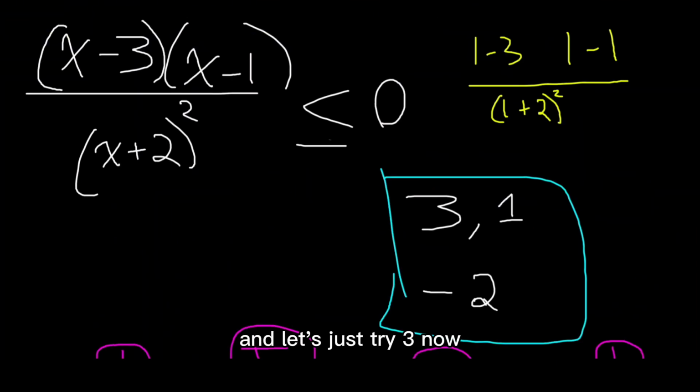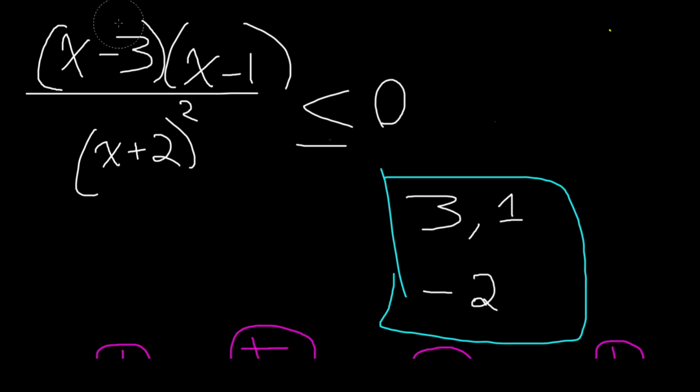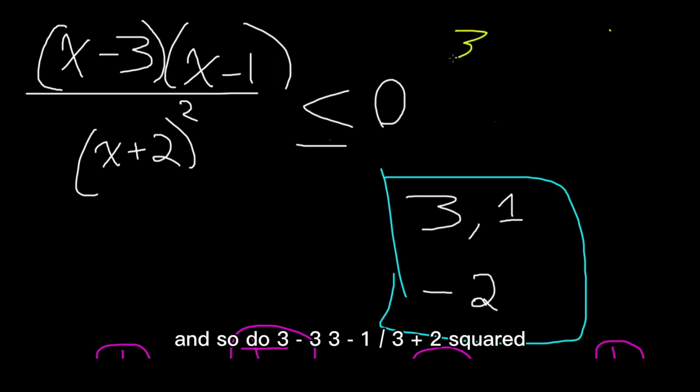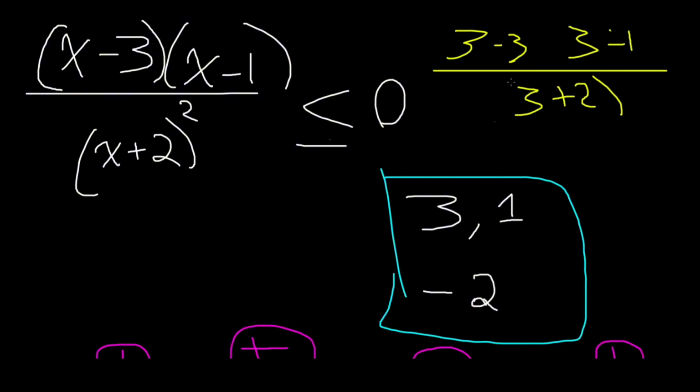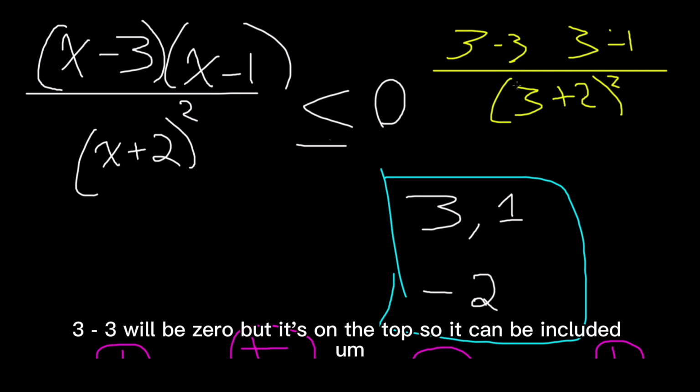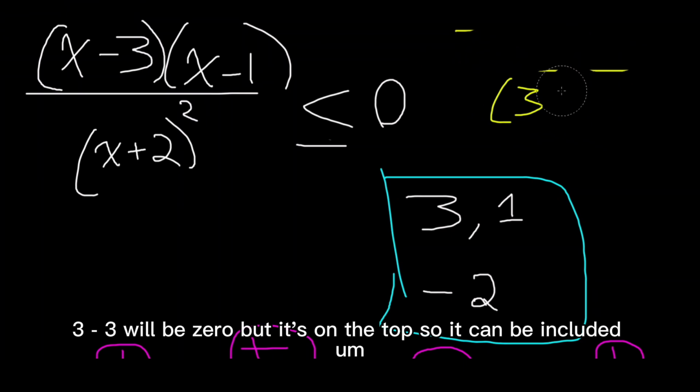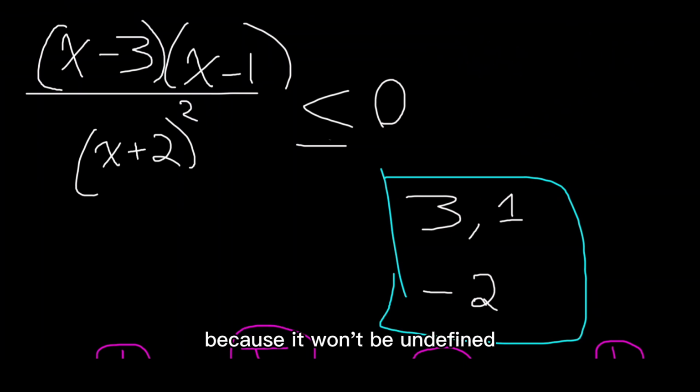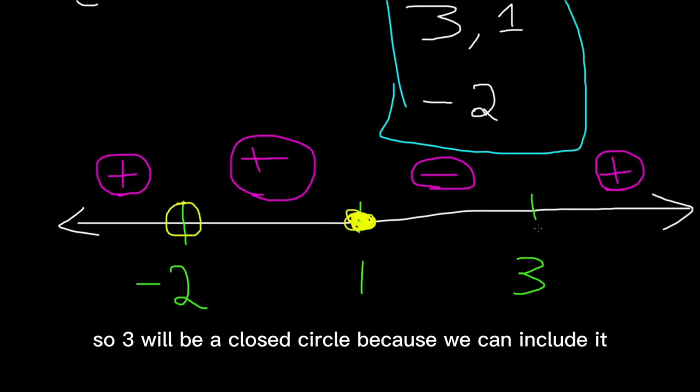And let's just try 3 now. And so we do 3 minus 3, 3 minus 1, divided by 3 plus 2 squared. And the same thing can be said about this. 3 minus 3 will be 0, but it's on the top, so it can be included. Because it won't be undefined. So 3 will be a closed circle because we can include it.